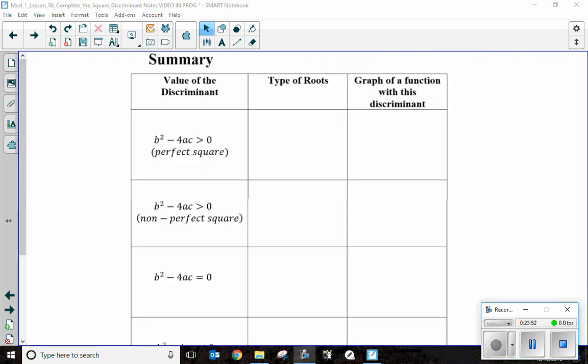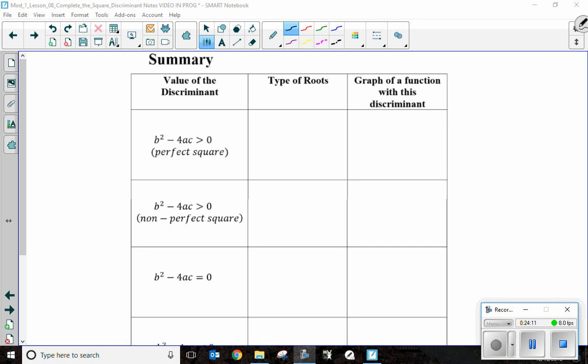All right, we're going to change gears a little bit. We've been doing completing the square for a while. Let's talk about that other method for us to solve quadratics where we don't factor. There's factoring, there's completing the square, and there's using the quadratic formula.